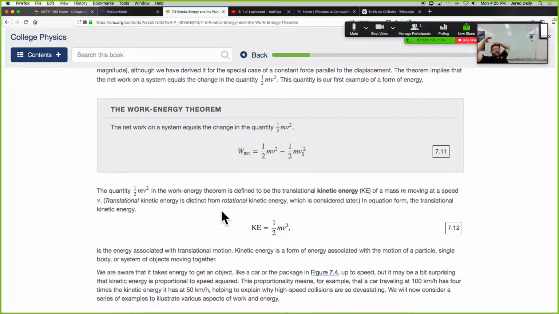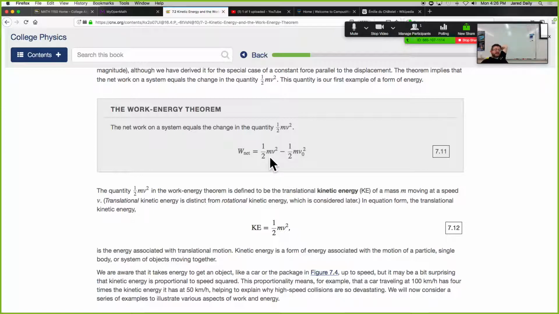Okay, so we call this the work energy theorem. This work energy theorem means that the net work done on a system, which is the net force times the net distance, or times the distance traveled in the direction of that force, is going to be equal to 1/2 the final velocity squared times mass, minus 1/2 the initial mass times the velocity squared. And that suggests that these two things are some kind of an energy, and that energy was given a name called the kinetic energy, or the movement energy.